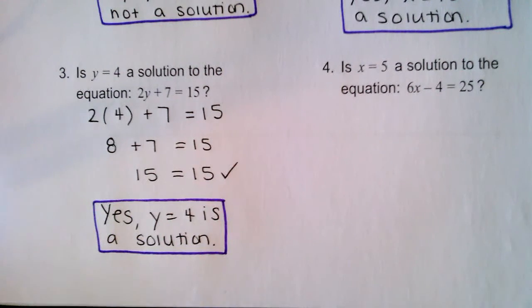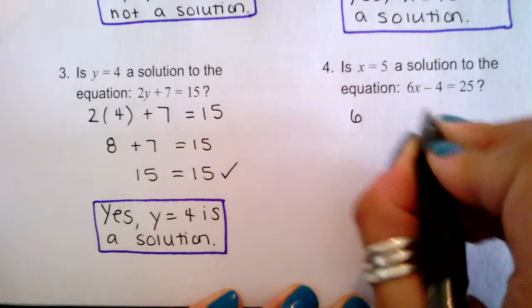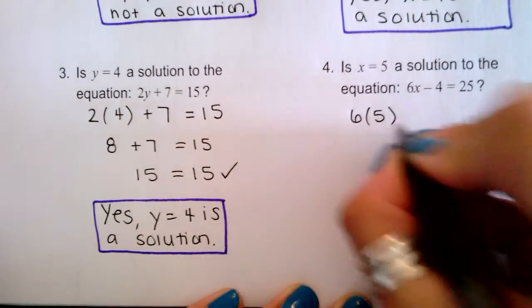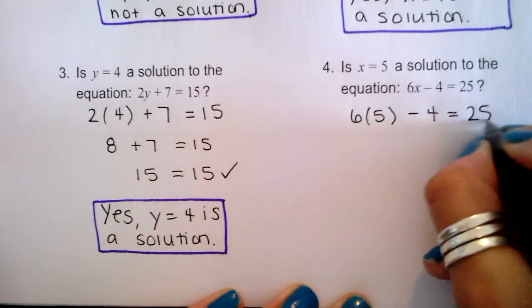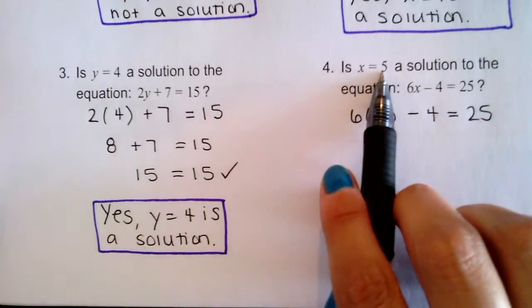All right, let's do the last example here. We've got, is x equals 5 a solution to the equation 6x minus 4 equals 25? Step number 1, replace all of your x's with whatever the new number is. So instead of 6x minus 4 equals 25, we're going to have 6 times 5 minus 4 equals 25. So we replaced x with 5 because that's what they're asking.